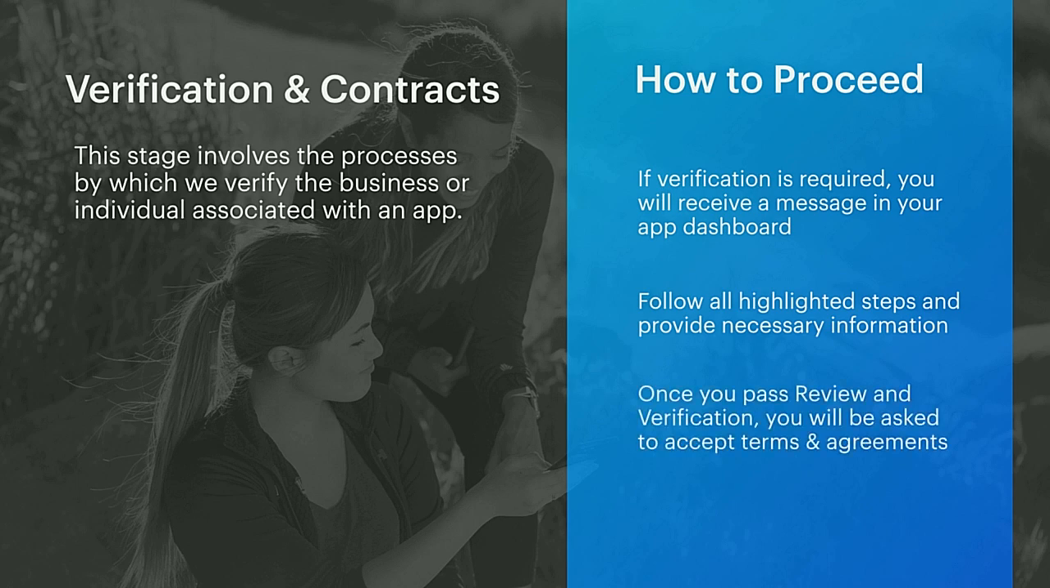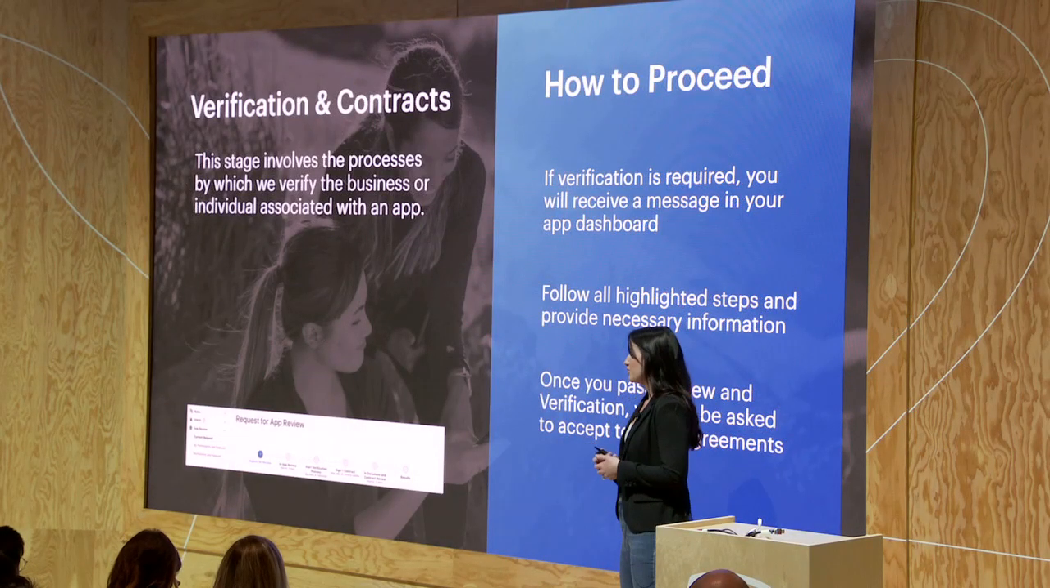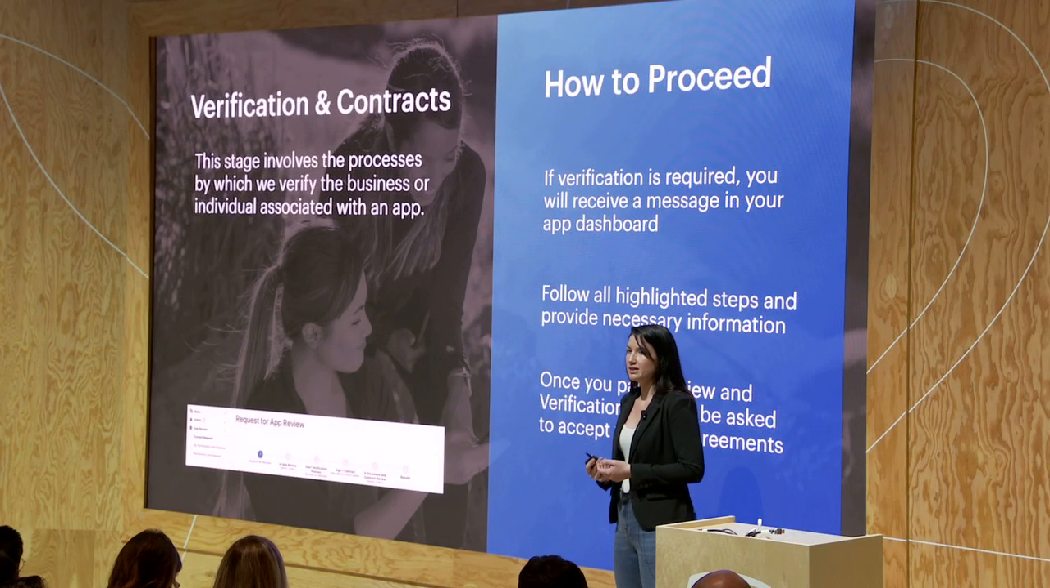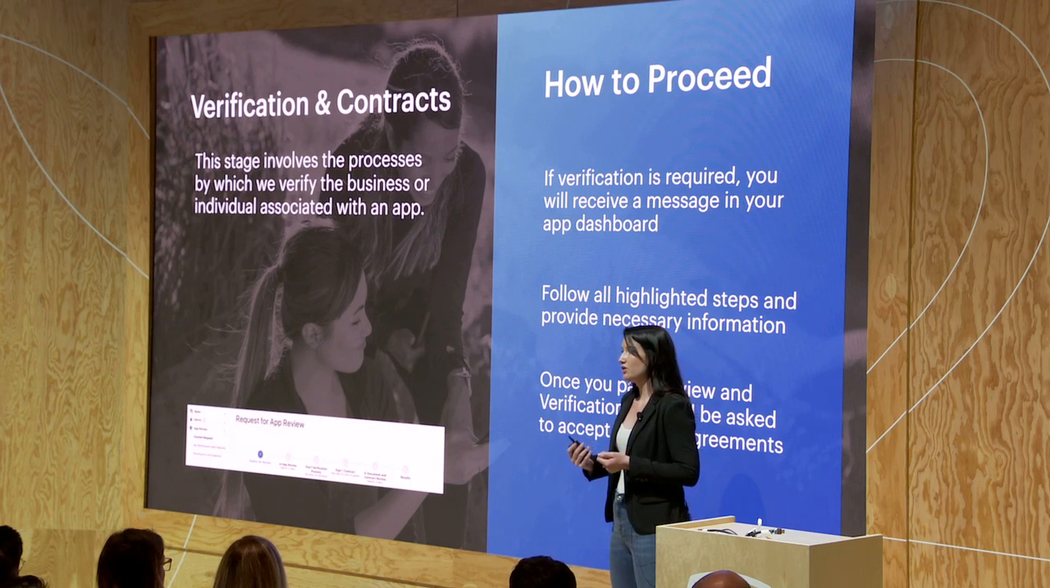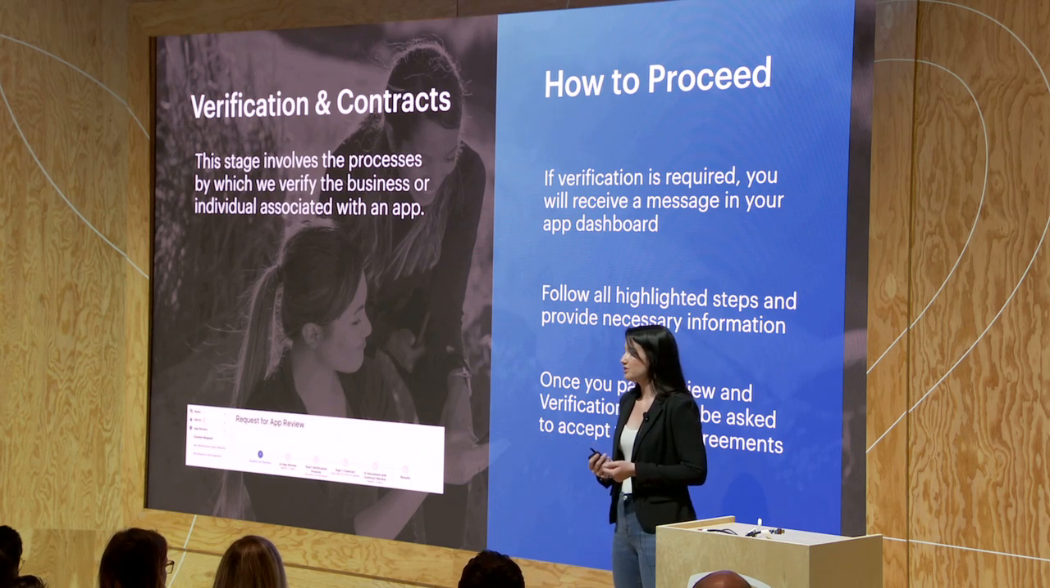Once you've passed app review and business verification, you'll be asked to sign our Facebook developer terms and also to sign a tech provider agreement. Note that you can always confirm which stage of the process you're currently in by checking the App Review Current Request tab of your app dashboard, shown here.